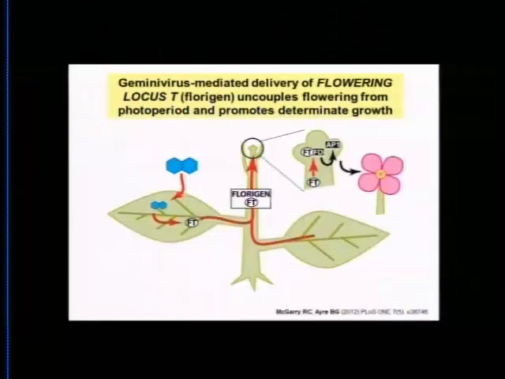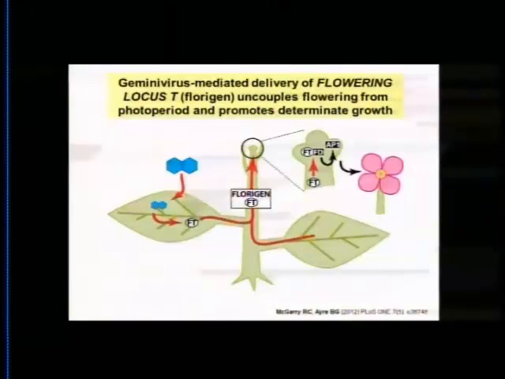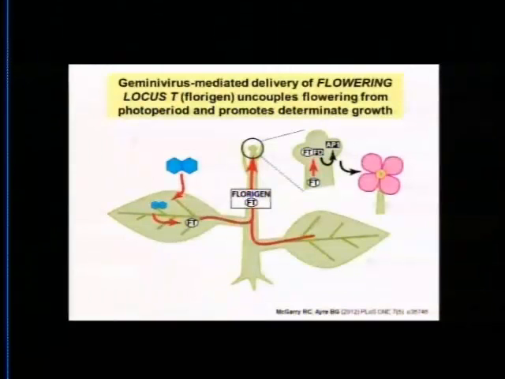When the virus expresses that flowering locus T in the leaf, both the virus and the FT protein, florigen, are able to migrate through the phloem, ultimately get to the apices, and cause the signals that cause the conversion of those vegetative meristems to reproductive meristems.